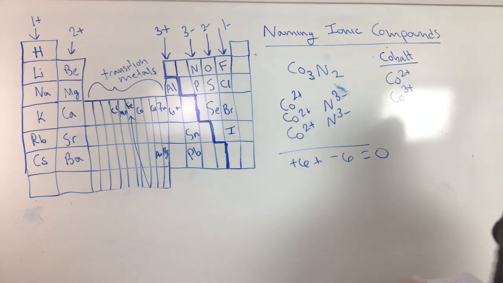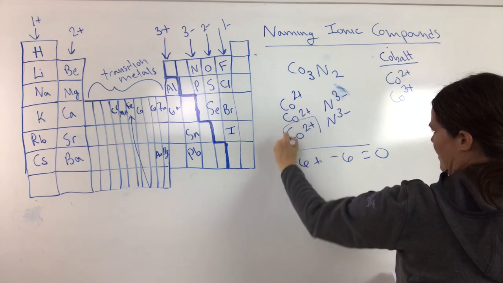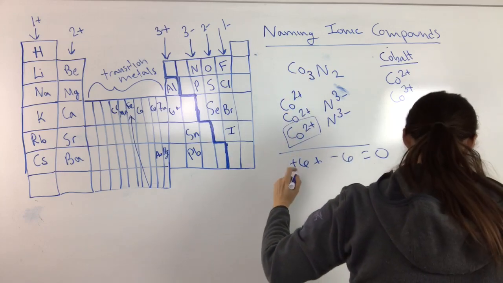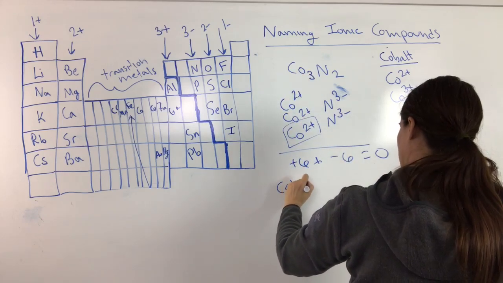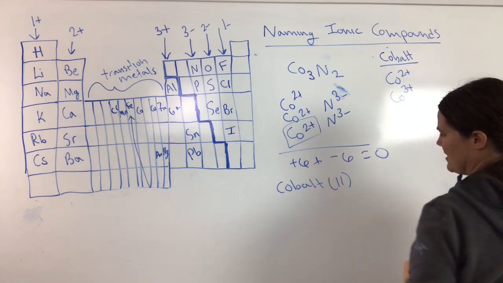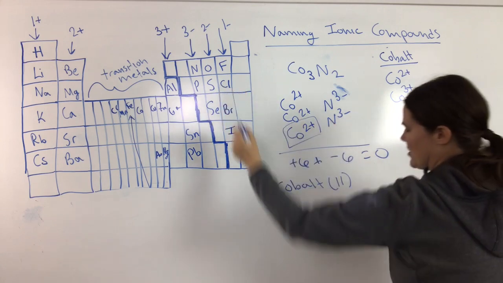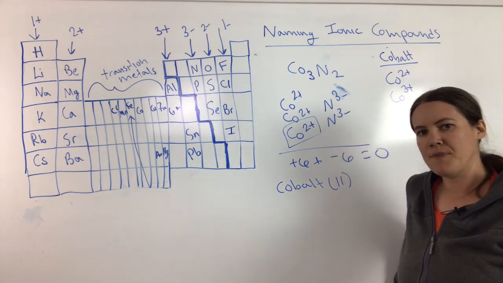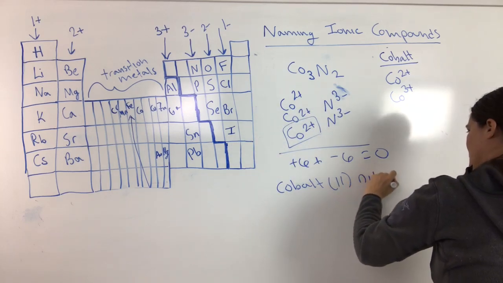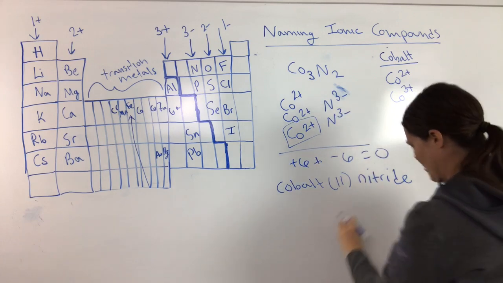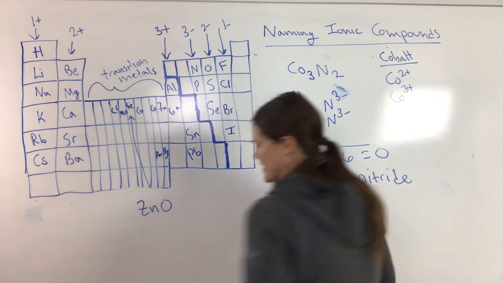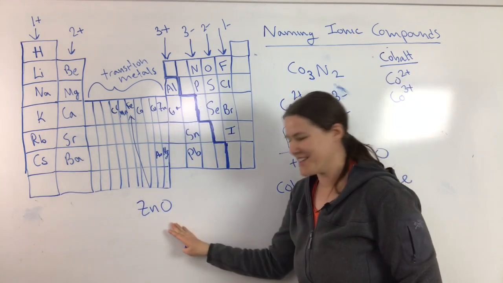So now we know what the charge is. We know that we have cobalt with a 2+ charge. And so now to name this compound, we write down the name of the first one. So that's cobalt. We write the charge as a Roman numeral, so that's 2. And then we have nitrogen. We write the first syllable plus "ide." So this would be nitride. So cobalt(II) nitride.